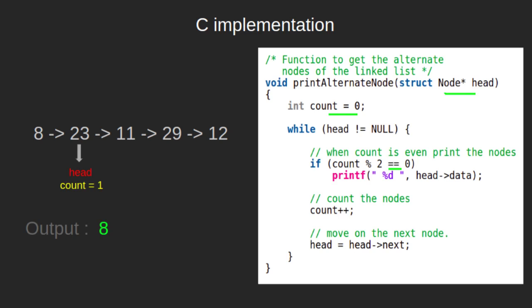Since count is not even, we will not print this node. We simply increment count and move forward. Since count is even, we print this node data and move forward. Since count is odd, we skip this node data and move to the next node. Since count is 4, which means count is even, we print this node data. Since next of head is null, we stop the traversal. So we get output as 8, 11, 12.